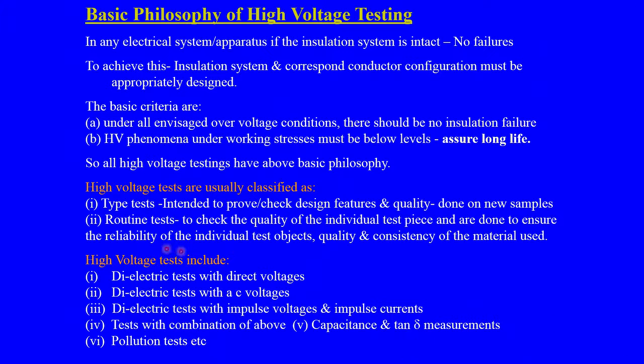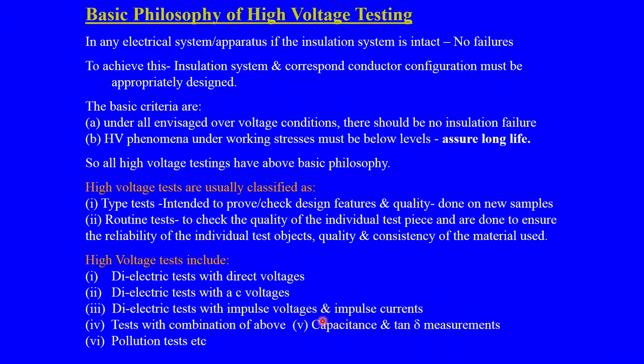So, high voltage or the reliability tests for the high voltage equipment include dielectric tests with direct voltages for DC equipment, dielectric tests with AC voltages which are used for AC voltage levels of EHV or UHV, and dielectric stress with impulse voltages and impulse currents. Impulse voltages could be lightning impulse or switching impulse voltages, and impulse currents could be lightning impulse currents which a dielectric could see in the field because of lightning activity.